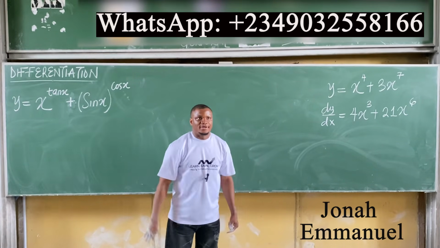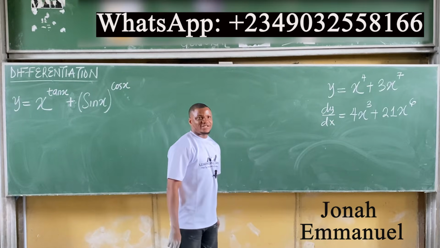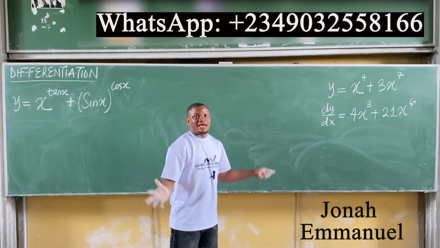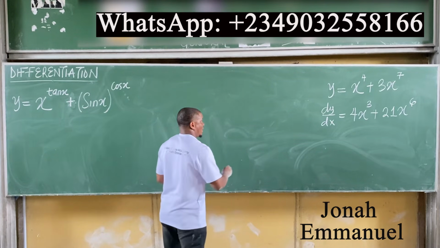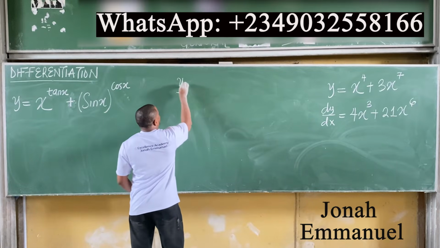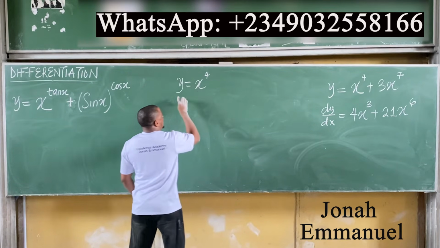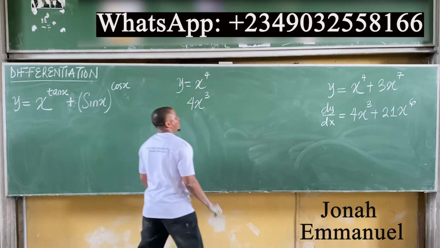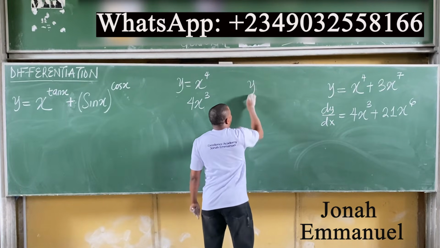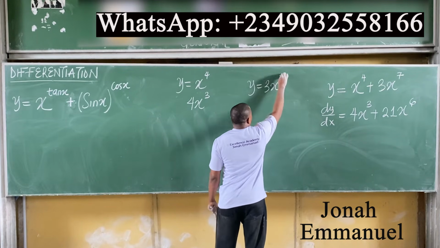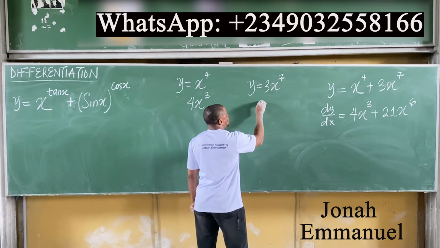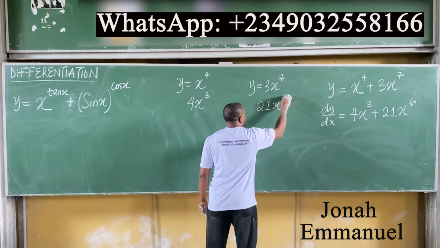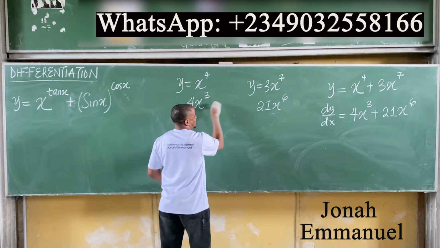Now, let me do something. I'll pick up the question, break it into several questions, and combine the answers. What do I mean? I'll say y equal to x to the power 4. What's dy/dx here? 4x to the power what there? 3. Pick up the second one: y equal to 3x to the power 7. What's dy/dx here? 21x to the power what there? 6. Combine this. It becomes this plus this.